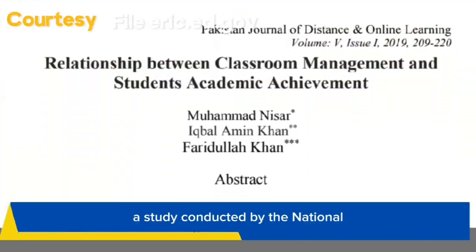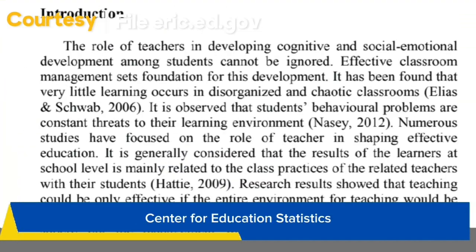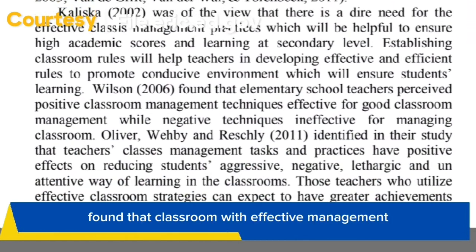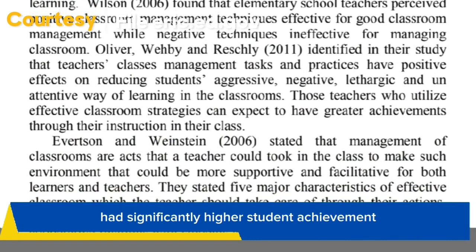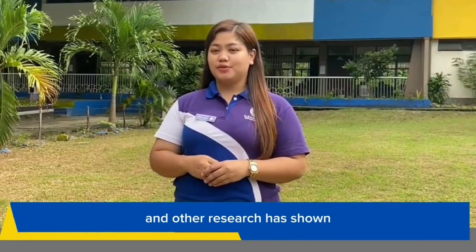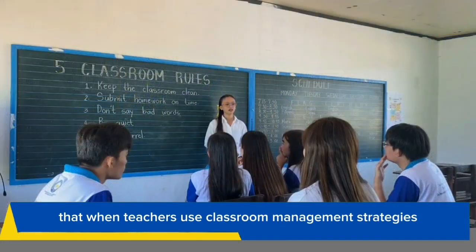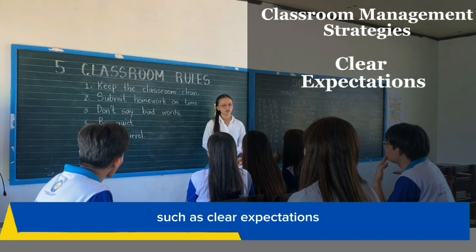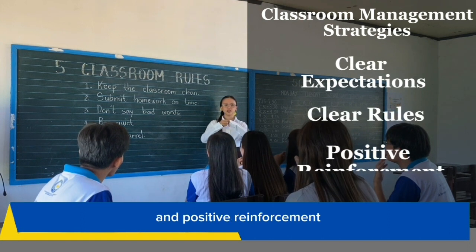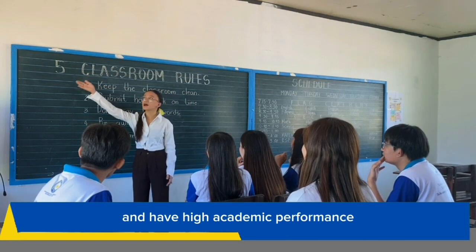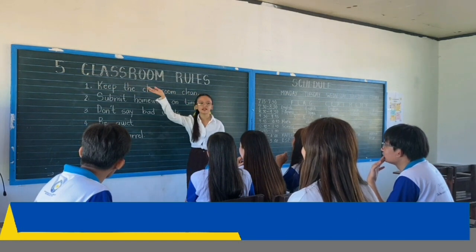Furthermore, a study conducted by the National Center for Education Statistics found that classrooms with effective management had significantly higher student achievement than those without. And other research has shown that when teachers use classroom management strategies such as clear expectations, clear rules, and positive reinforcement, students are more likely to be engaged in learning and have higher academic performance.